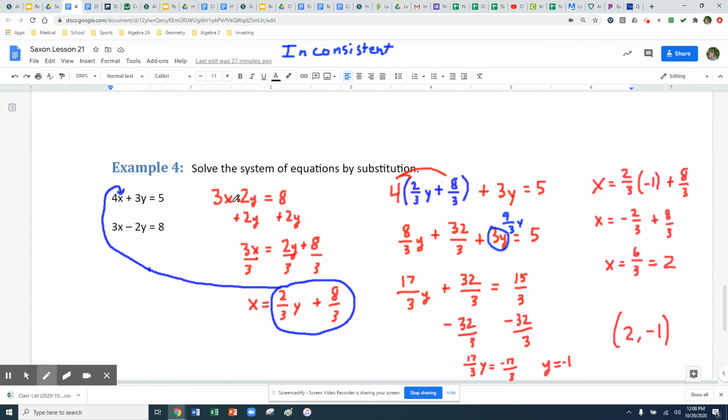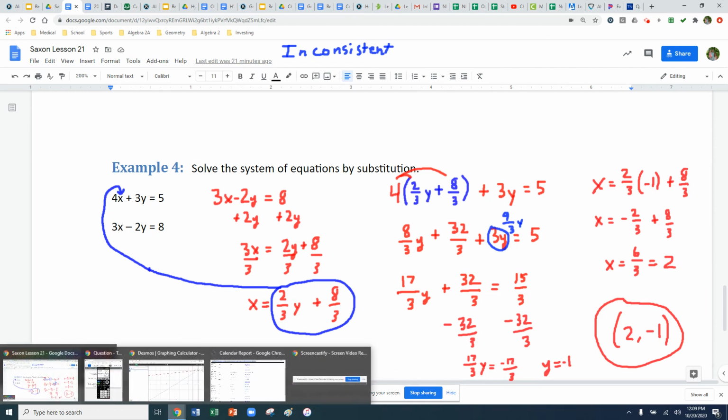So once we know that y is negative 1, we'll take negative 1 and put it in for y. So x is equal to 2/3 times negative 1 plus 8/3, which in turn is going to make negative 2/3 plus 8/3. Add the negative 2 and the 8 gives us 6/3, which is equal to 2. So then we're left with our solution 2, negative 1. So when x is 2 and y is negative 1, that would be our solution.